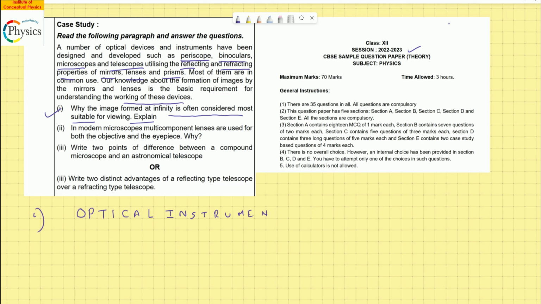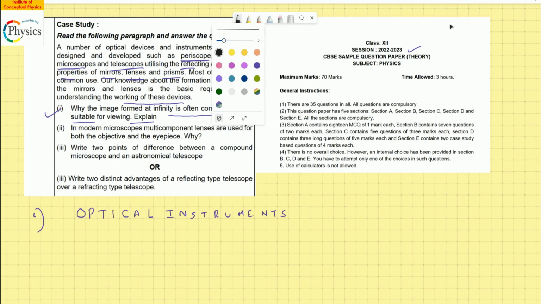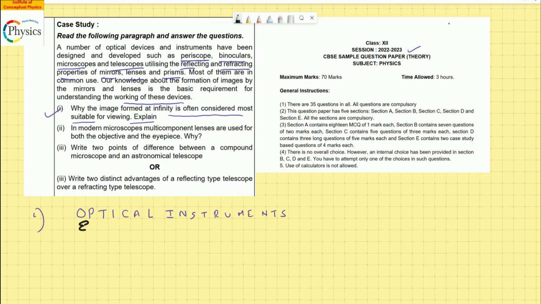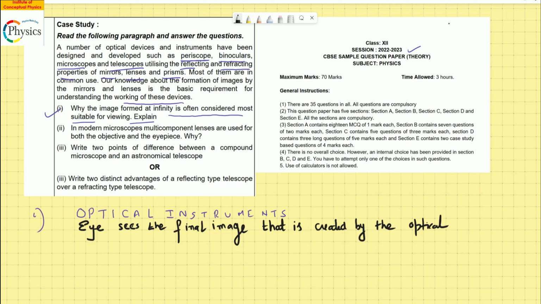Now, when you use an optical instrument, finally, what is it that is used to view the final image? The eye, right? So the eye sees the final image that is created by the optical instrument. We know this, right?